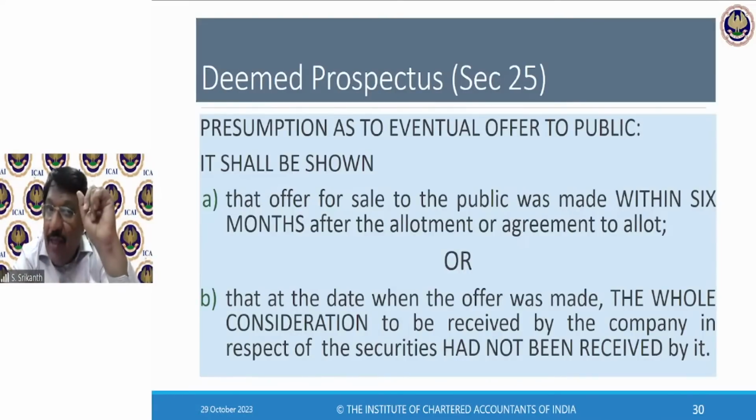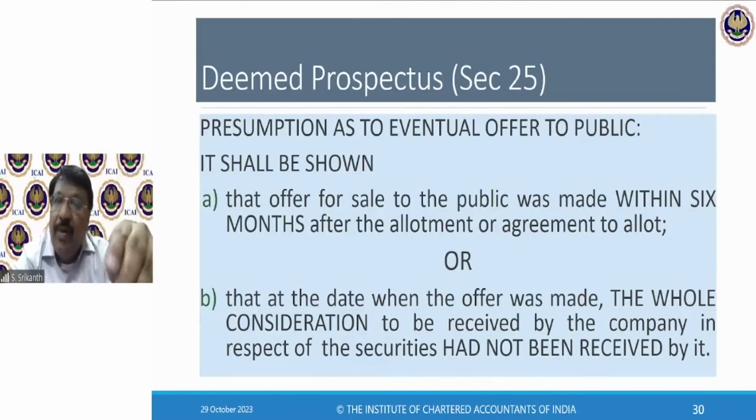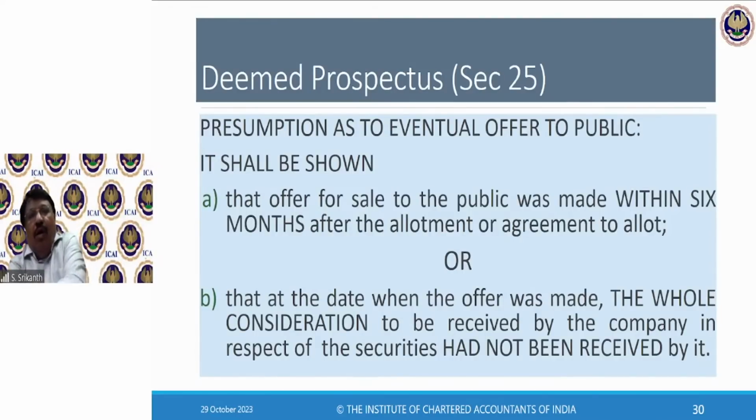For the small company definition, you can go back and see my slide, which is there with you. For a small company, the word used is "and", which means both have to be satisfied. Whereas here the word used is "or". It means even if one condition is satisfied, it is okay. So, "or". That means, first condition: the offer for sale to the public by that entity, the allottee.